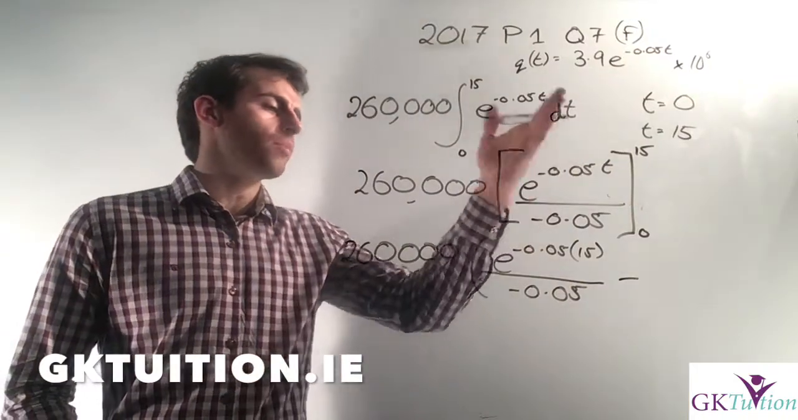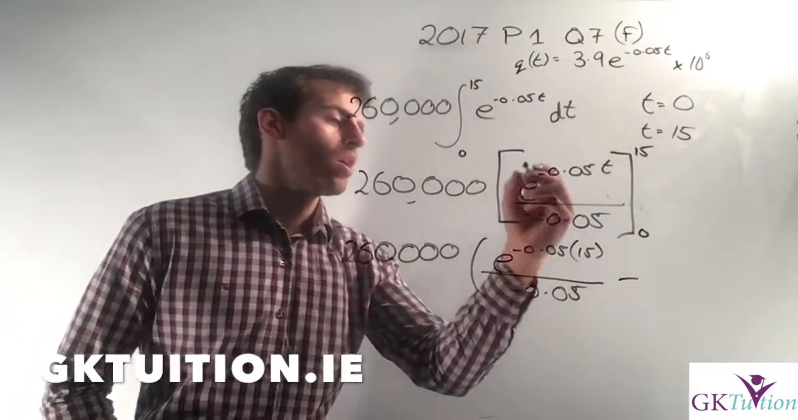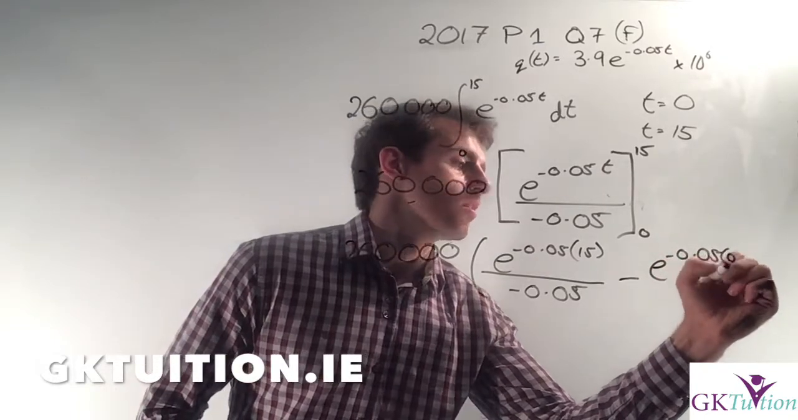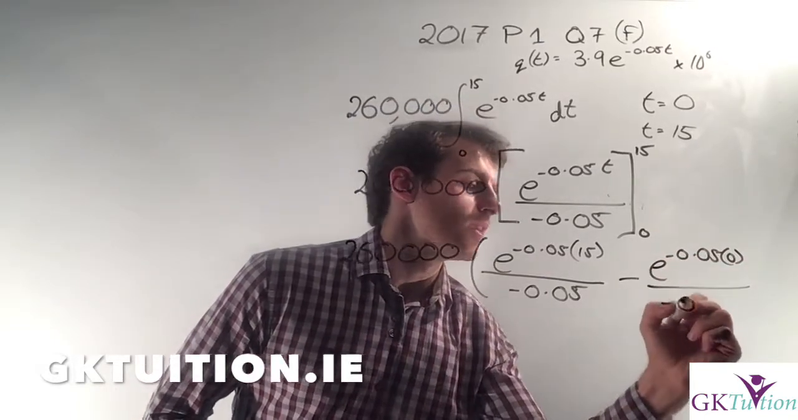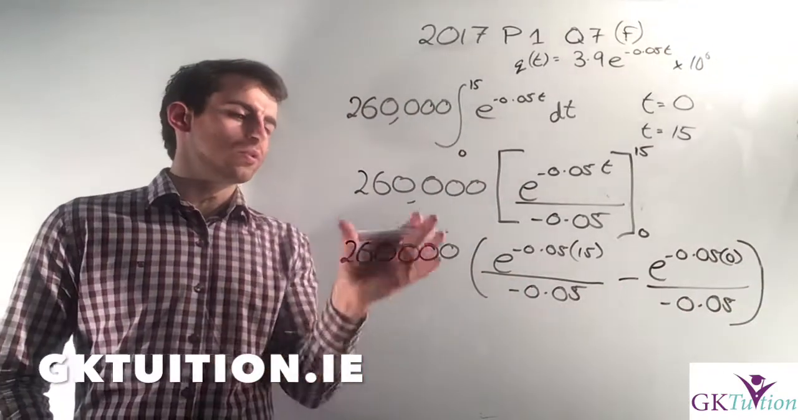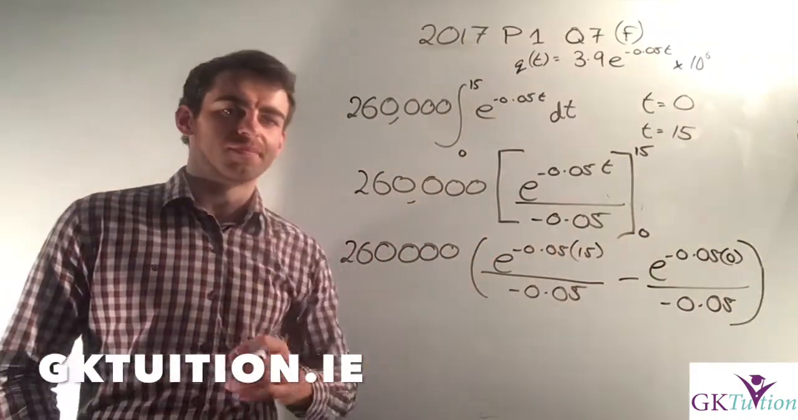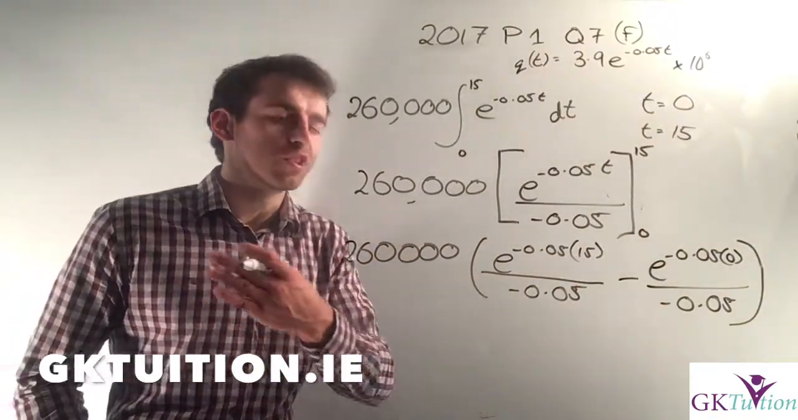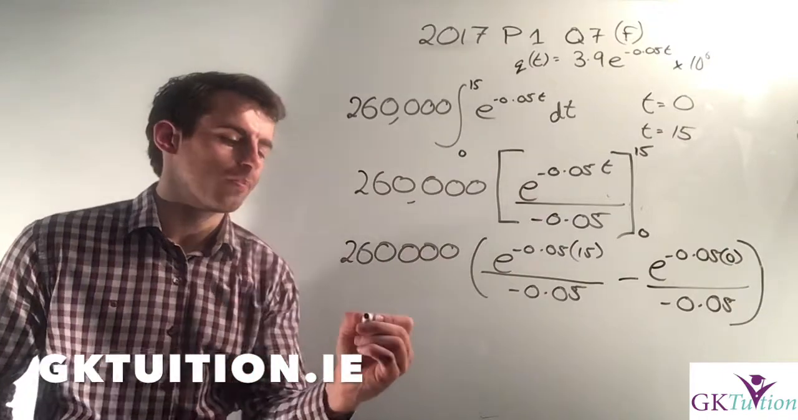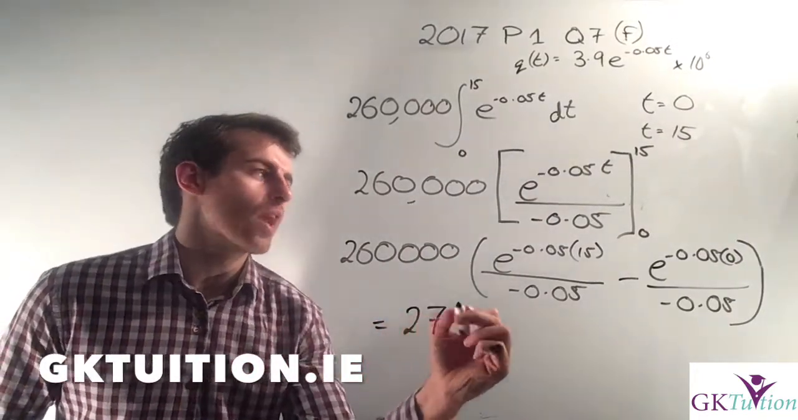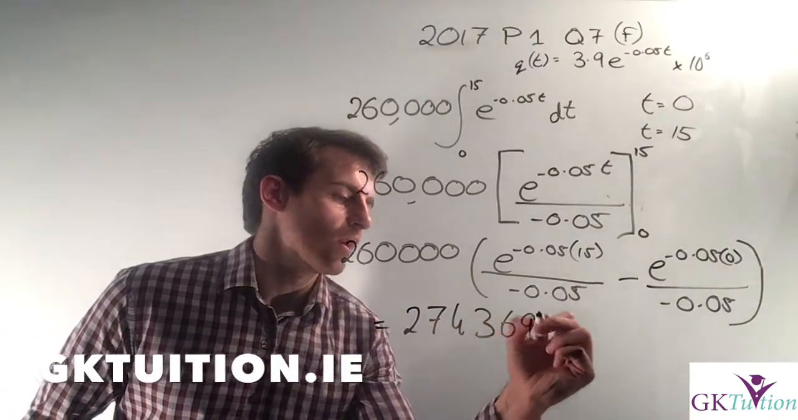So I plug in my upper limit and then subtract my lower limit, which in this case will be e to the minus 0.05 times 0 divided by minus 0.05. And I can close my brackets. So it's 260,000 times this. And again, notice that these are all numbers. So at this point, I just plug all of that straight into my calculator. And when you plug all of that into your calculator, your answer works out as 2743693.9.